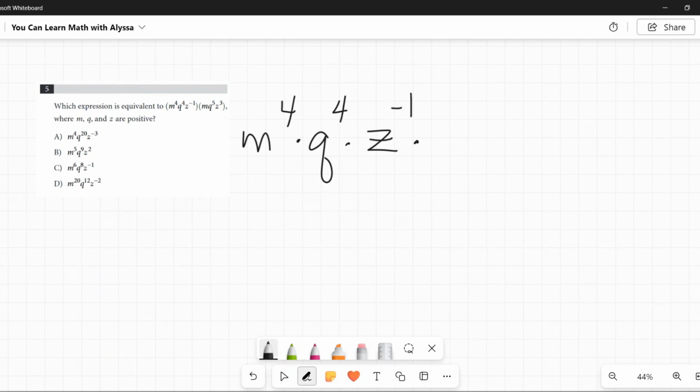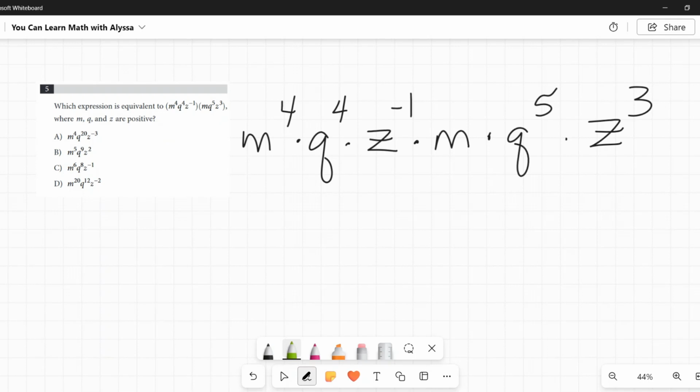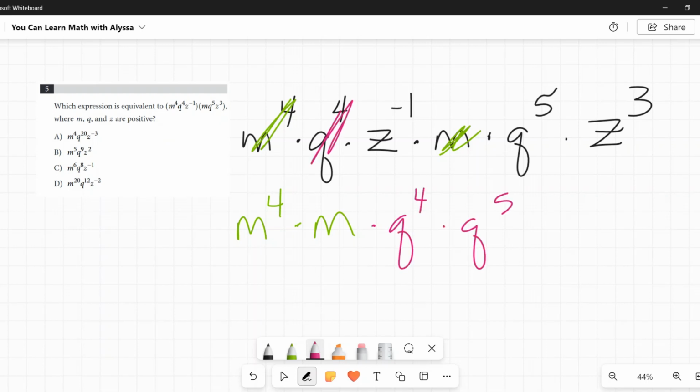You can write it just like this: m to the fourth times q to the fourth times z to the negative 1 times m times q to the fifth times z cubed. And then when you're multiplying things, because of the commutative property of multiplication, we can change the order. So I'm going to put all the matching pairs together. So I have m to the fourth times m. I'm going to cross them out as I go. And then I have q to the fourth times q to the fifth. Get rid of those. And last but not least, I have z to the negative 1 times z cubed. All right, I got everybody.